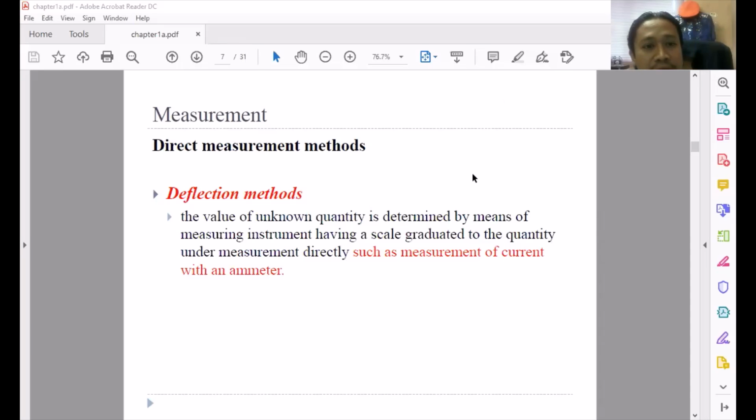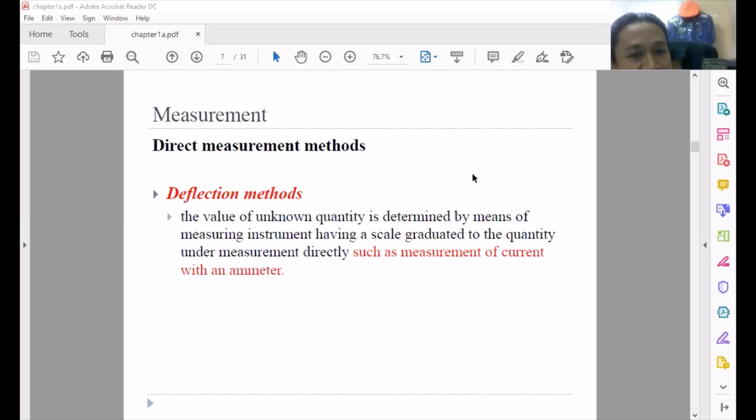On direct measurement, we have two techniques. First is the deflection method. Deflection method is normally, before this, we used the analog. This is the digital multimeter, so automatically we get the value here, 0 point something something. But in analog we have to see the scale, the scale movement, the pointer movement. So that is the analog.